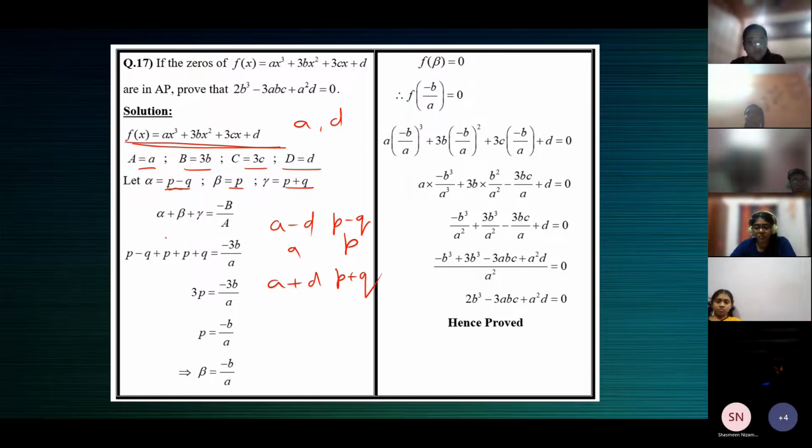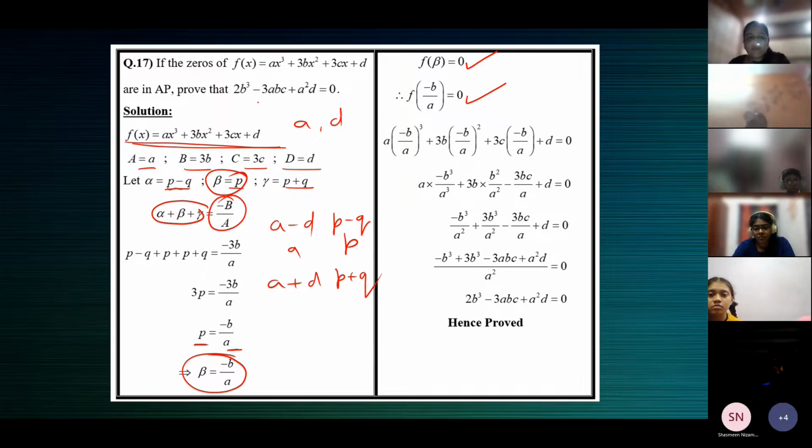So similar working. We find p in the same way. Sum of the zeros is minus b by a. So you work that and find the value of beta. That is, you get p is equal to minus b by a. But p is nothing but beta, so beta is minus b by a. And we know f of beta is 0. So that means f of minus b by a is 0.